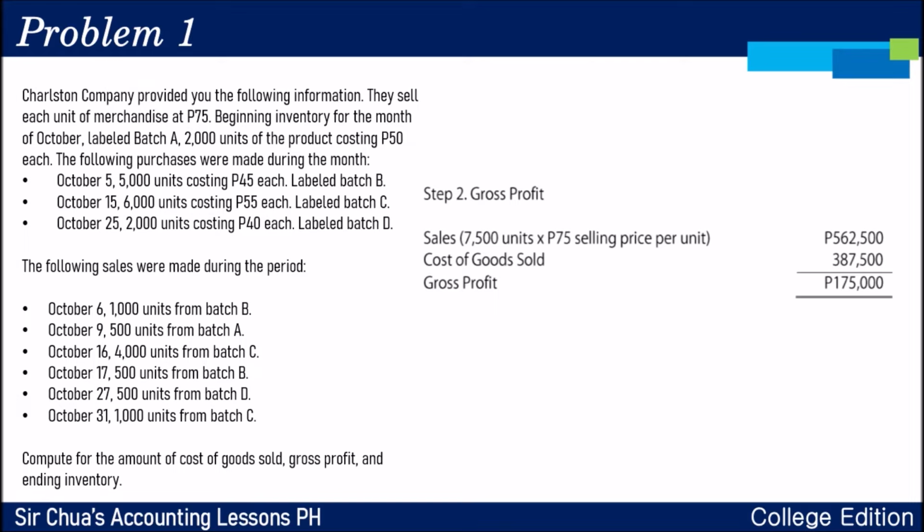Step 2 is the computation of your gross profit. So, 7,500 units po lahat ng nabenta natin. Then, you multiply it by the selling price of 75 pesos. That's 562,500. Minus po natin sa cost of goods sold na na-compute natin kanina, which is 387,500. Your tubo or your gross profit is 175,000.